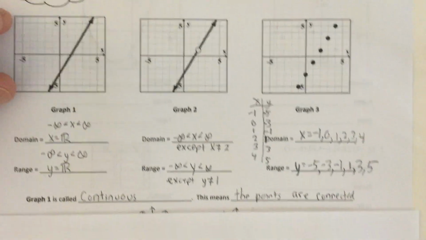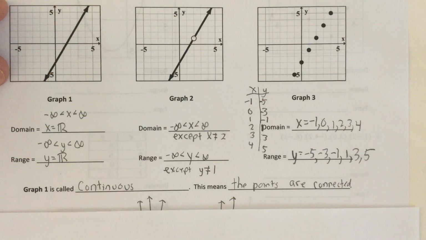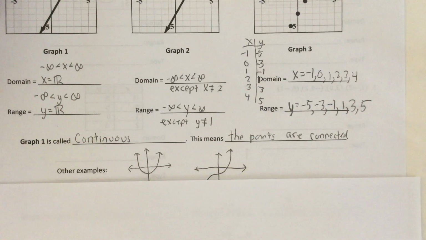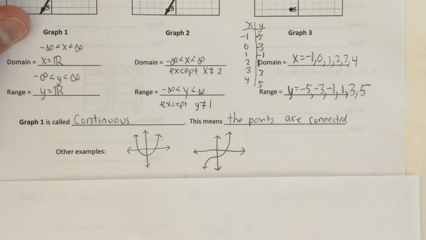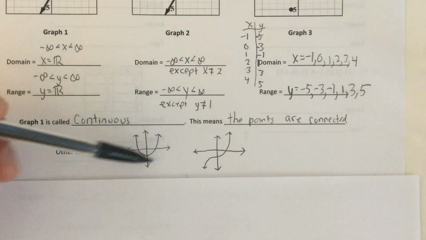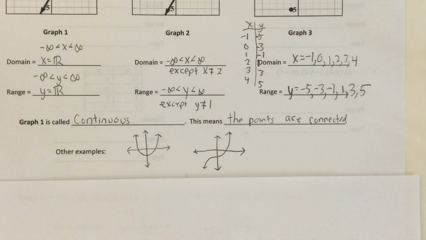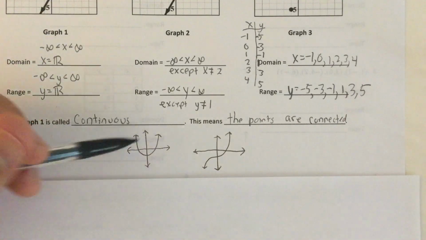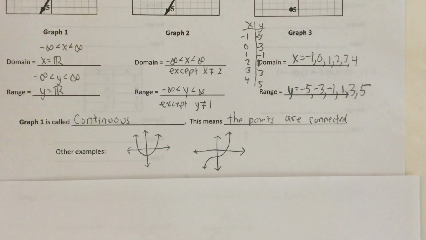All right, what's the difference between these 3 graphs? It's just some vocabulary. So graph 1 is called a continuous graph, and that's when the points are connected. Okay, continuous graphs, points are connected, and you can see some other graphs. Anytime the points are all connected, you don't have to lift your pencil to draw the whole thing. It's continuous.